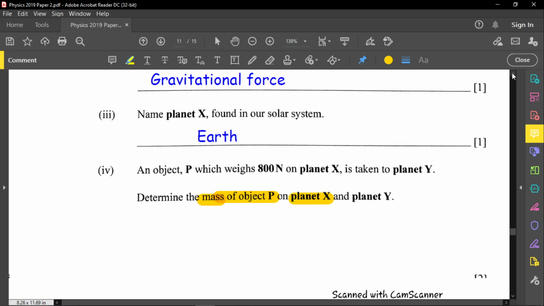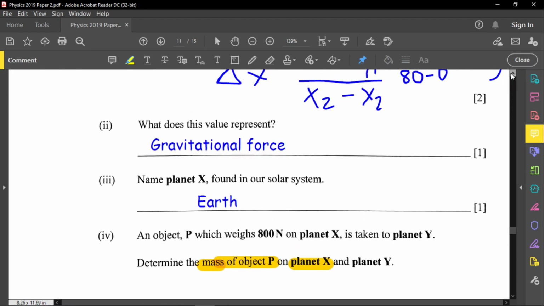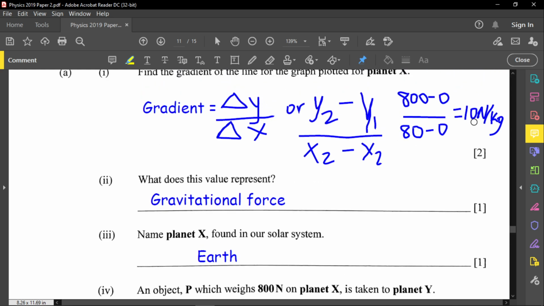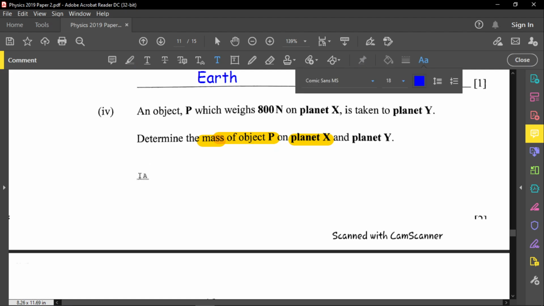So we have the weight, and we're going to find the mass. It's going to be weight divided by gravity. On planet X, we have our gravity to be 10 Newtons per kilogram, because we established that this tells us the gravitational force, and it's on planet X. So the gravity is 10, so we say 800 divided by 10. So the mass is equal to 800 Newtons, which is the weight, divided by 10. And so our mass here will be 80 kg.